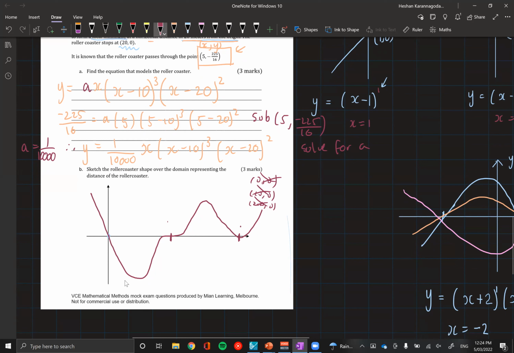Question B is just sketch the roller coaster over the domain representing the distance of the roller coaster. So I've pretty much done it, but it's over the wrong domain. So you have to start.